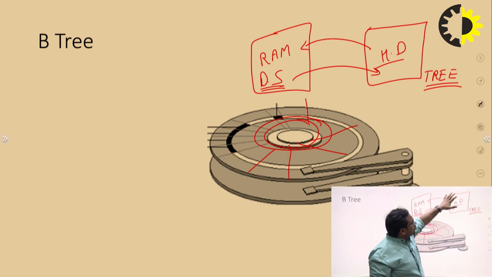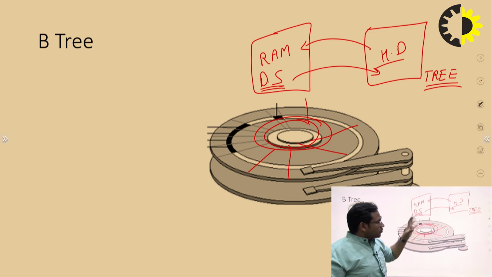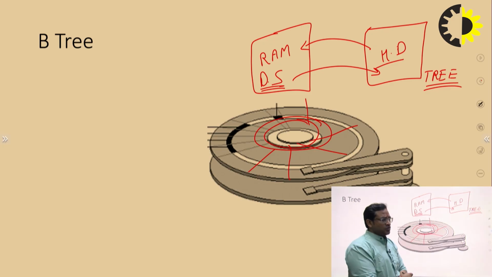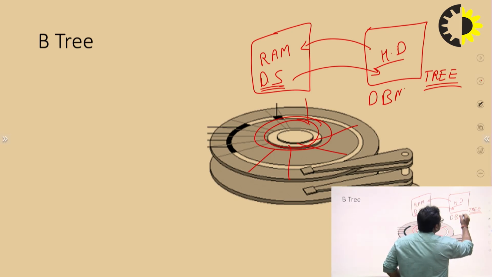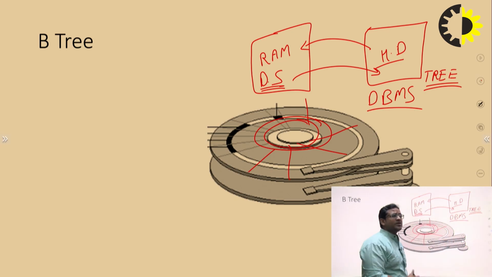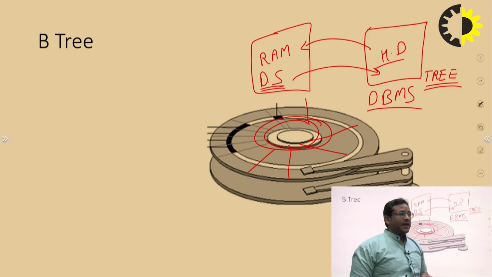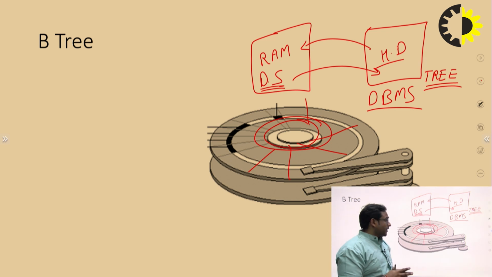So if you need to store the data into the hard disk, you have to store it in a tree format, right? There are so many trees you can use to store data into the hard disk. That data is stored into the hard disk in a DBMS. There are so many file systems. The database management system is using the tree to store the data. Got my point? There are so many types of trees, like in a data structure.